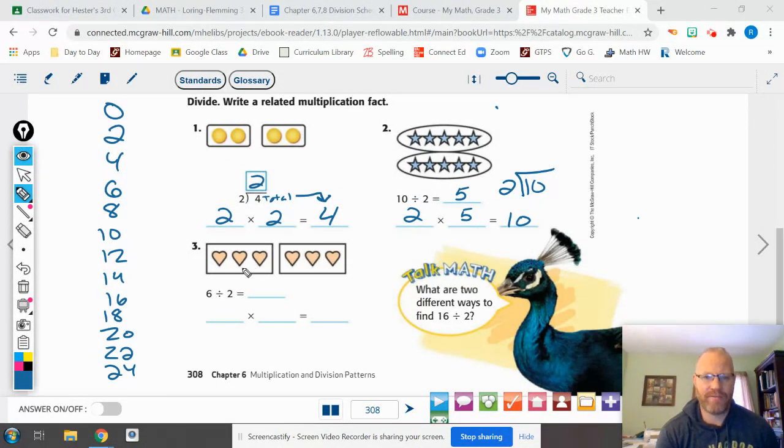Let's come on down here. We have 6 total divided by 2 groups. So 2 groups times something equals 6. So we count 1, 2, 3.